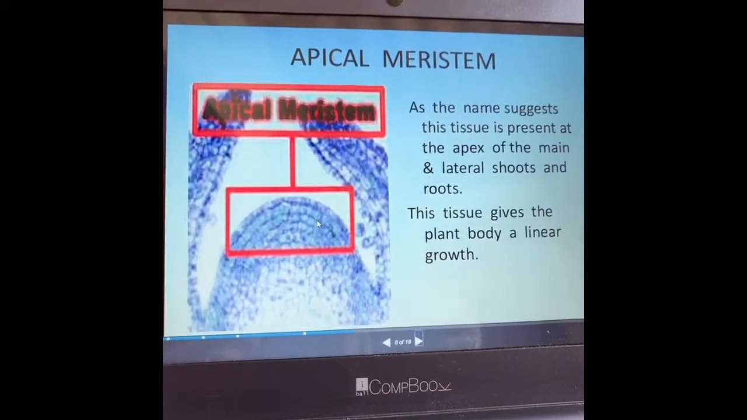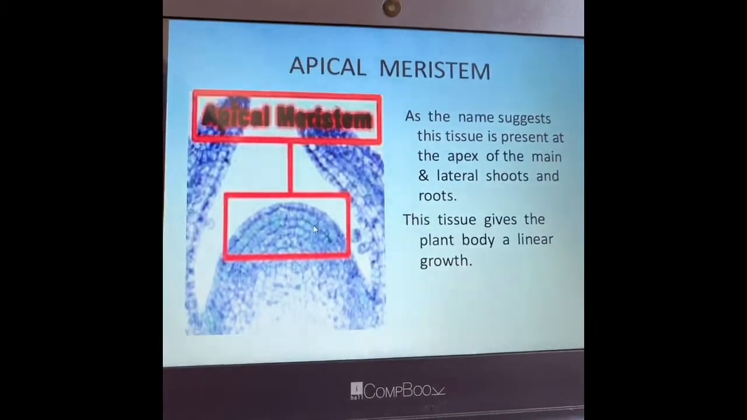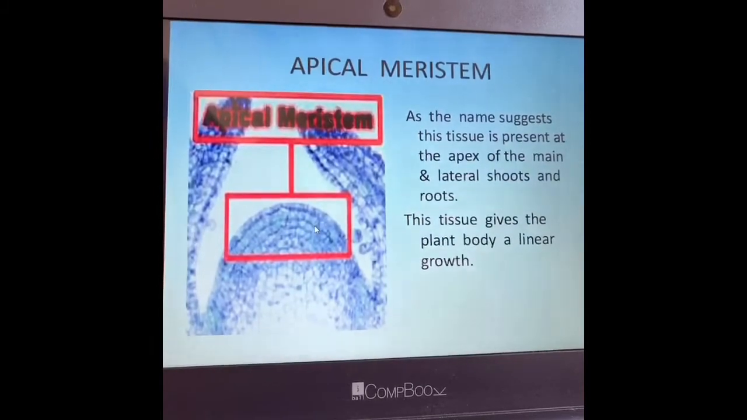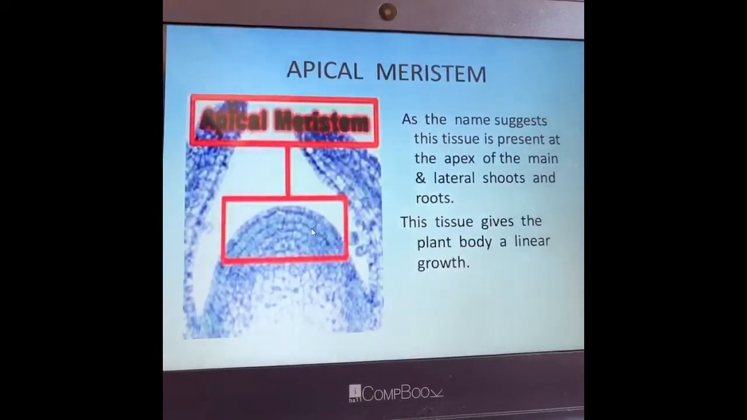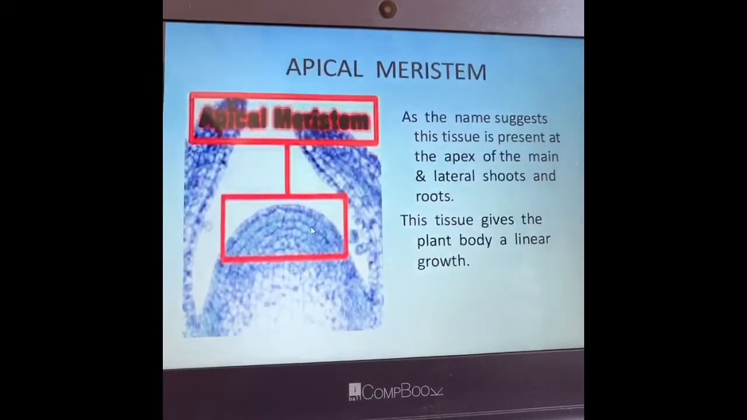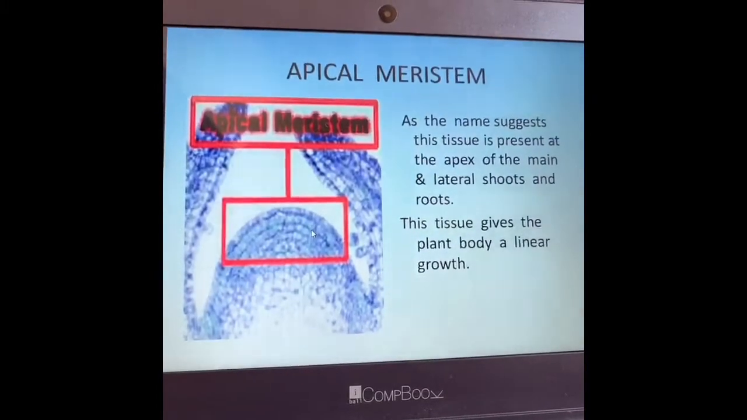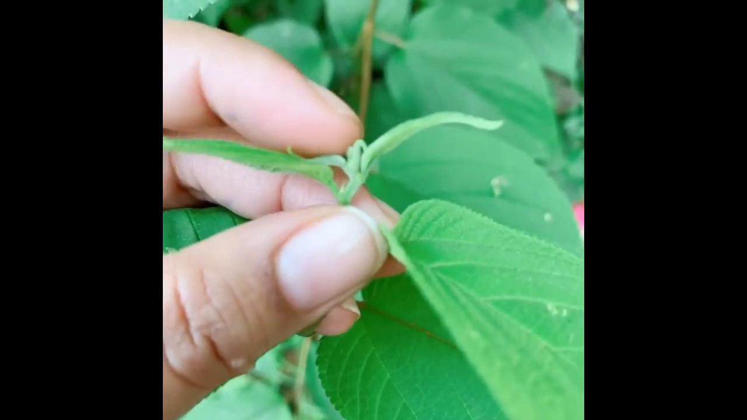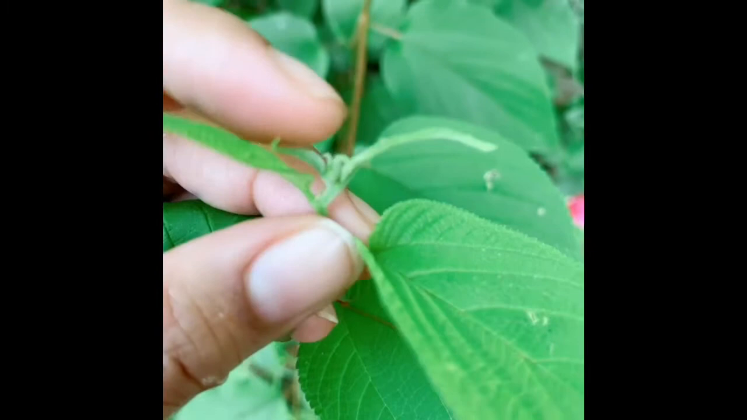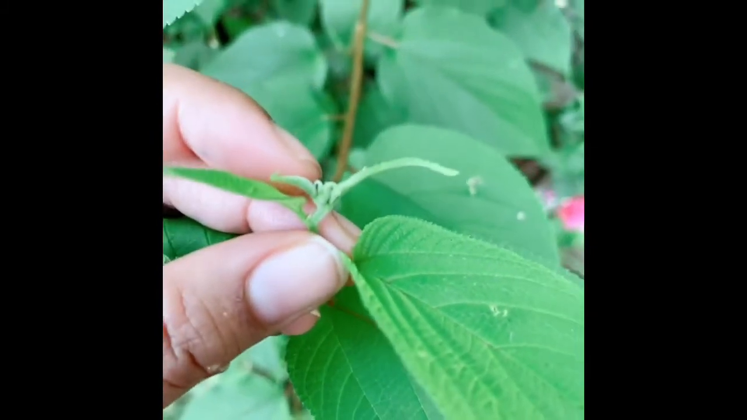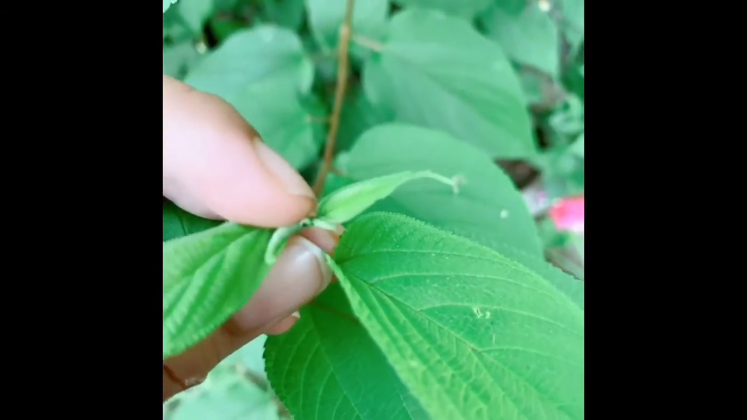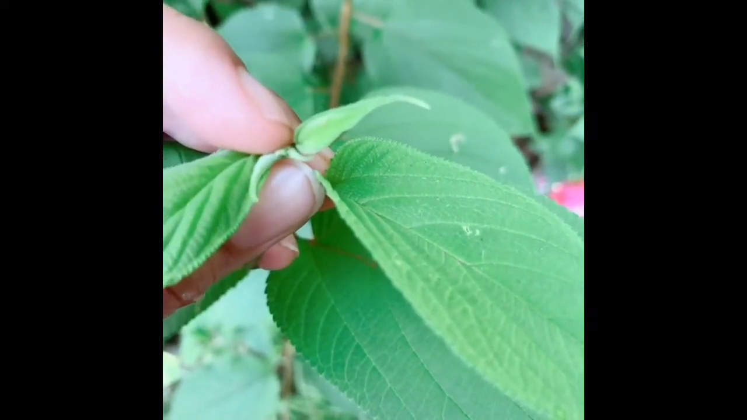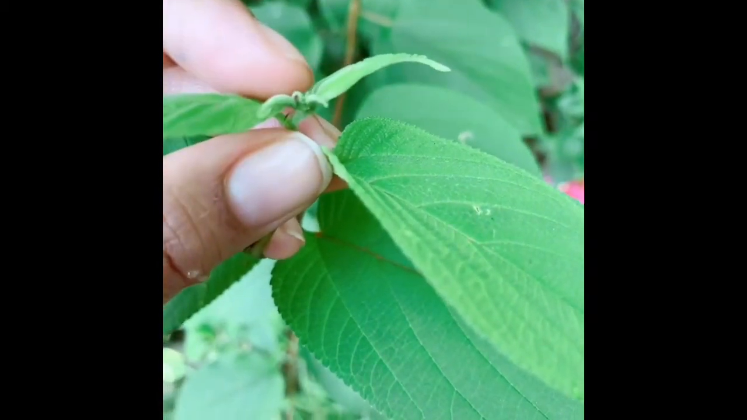If you observe the topmost part of any plant, you will see that the tip of the plant shows a small bud. It does not show any differentiation. That part is the apical meristem. If you observe this, I am holding the tip of a plant. If you see, there are small growing leaves over here. If you try to open this part, the inside has not yet got differentiated. There are the meristematic cells.